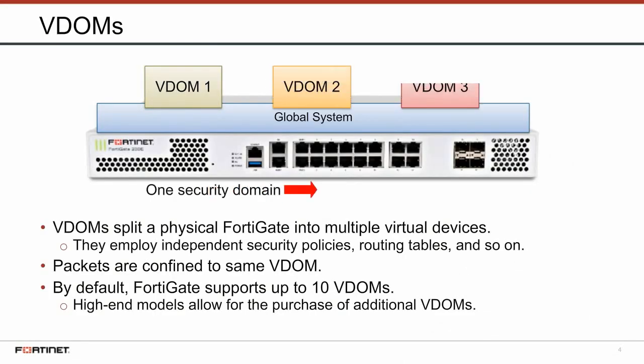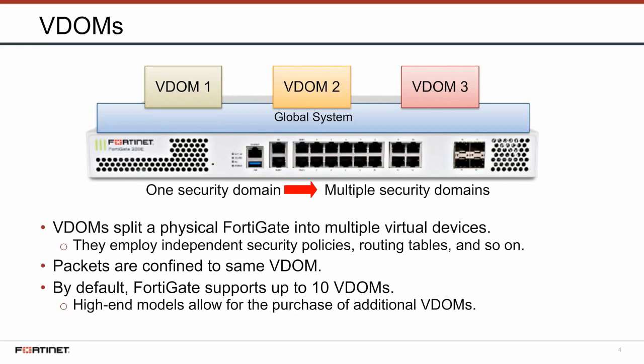What if, more than segmenting your network, you want to subdivide policies and administrators into multiple security domains? In that case, you can enable FortiGate VDOMs, which split your physical FortiGate into multiple logical devices. Each VDOM has independent security policies and routing tables. Also, and by default, traffic from one VDOM cannot go to a different VDOM.